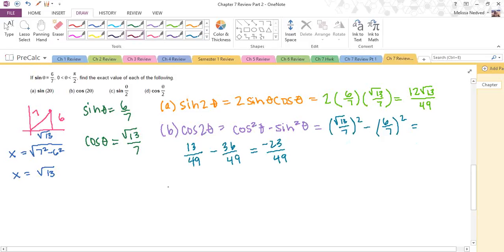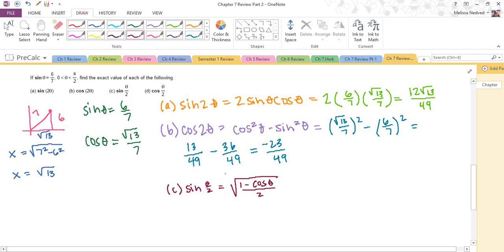Now, parts C and D get a little bit uglier. This is where I'm telling you, give yourself plenty of space to write. So I want to find sine of half of my angle, or my angle over 2. That's called a half angle identity. And our identity tells us sine of theta over 2 is equal to the square root of 1 minus cosine theta all over 2.